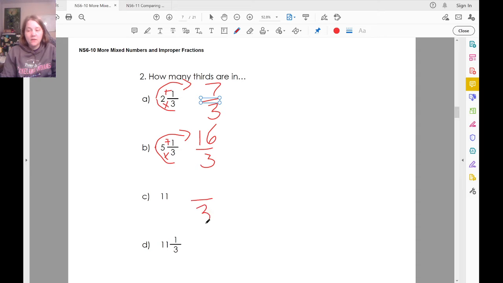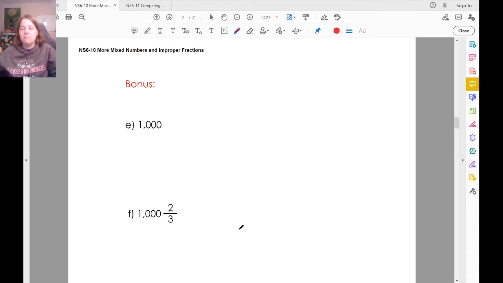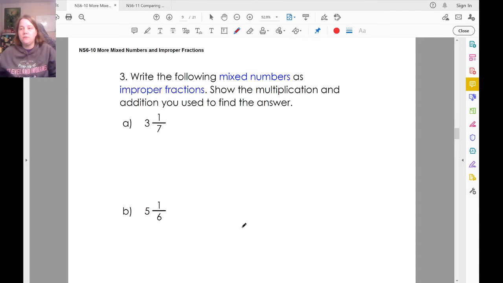11 pizzas cut into thirds are going to be 33. And then we have 11 1/3. We multiply 11 times 3, we get 33. We add the 1, and we get 34/33. Bonuses, you can go ahead and try those on your own.